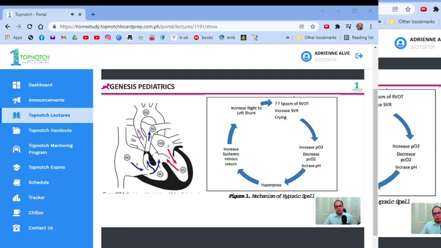So these are the theories that cause or initiate this TET spell. So yung spasm of your right ventricular outflow tract, question mark yan. May mga studies na nagsasabi na pwedeng trigger. Yung ibang studies sabi nila, hindi yan yung mechanism. Pero nandiyan pa rin siya, question mark. Increase in systemic venous return. Okay, wag malilito ha guys.